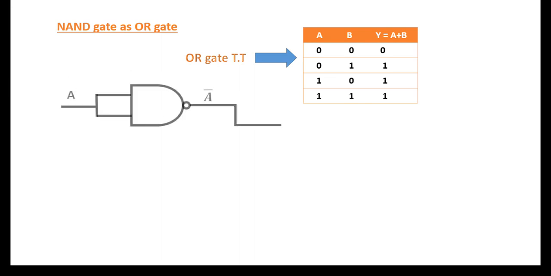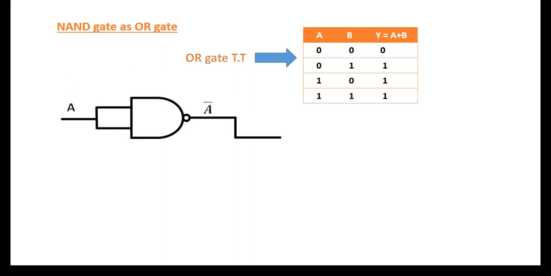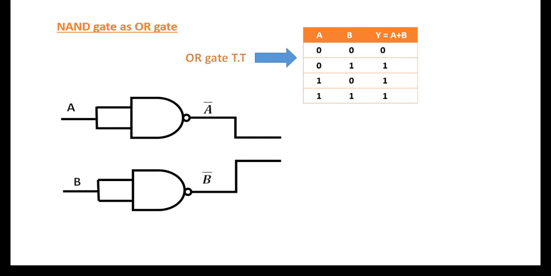My first NAND gate will be this one. Here you can see both the inputs of my first NAND gate are merged into a single input, so this NAND gate is acting as a NOT gate. That means its output will be A complement. Likewise, my other NAND gate will be this one. In this case also, both the inputs of my NAND gate are merged into a single input B, and its output will be B complement.